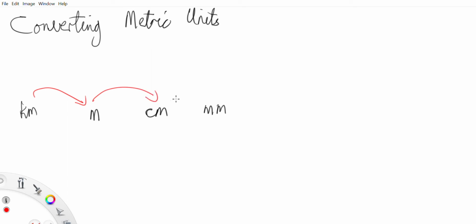So let's say going smaller and smaller. If we've got a kilometer, what are we going to do to go from kilometers to meters? How many meters in a kilometer? 1,000. So we times by 1,000. Then to go from meters to centimeters, how many centimeters in a meter? 100. So we times by 100. And then from centimeters to millimeters, how many millimeters in a centimeter? We go times by 10. See how it's all times?